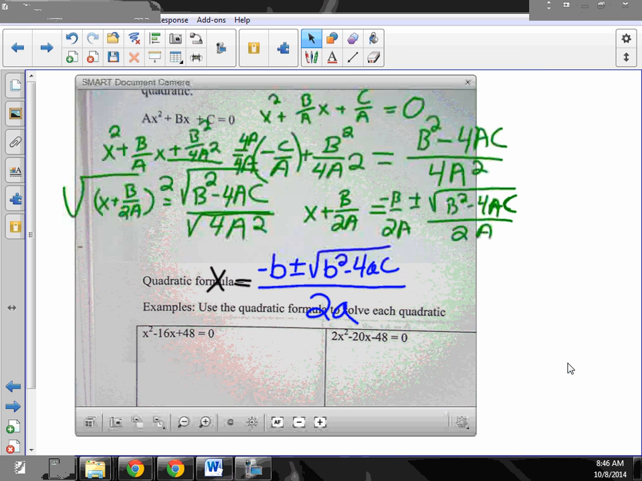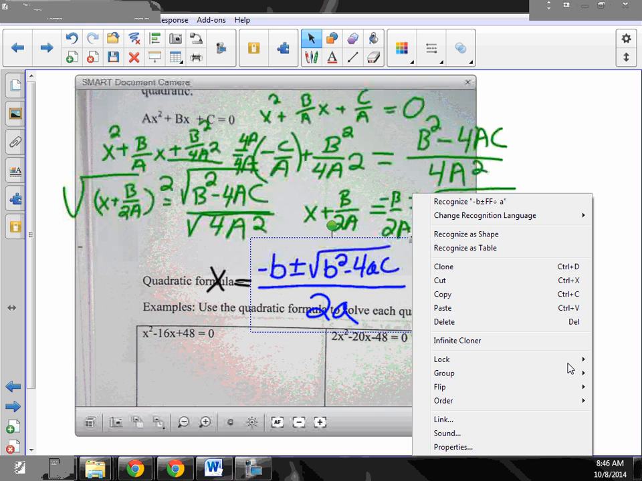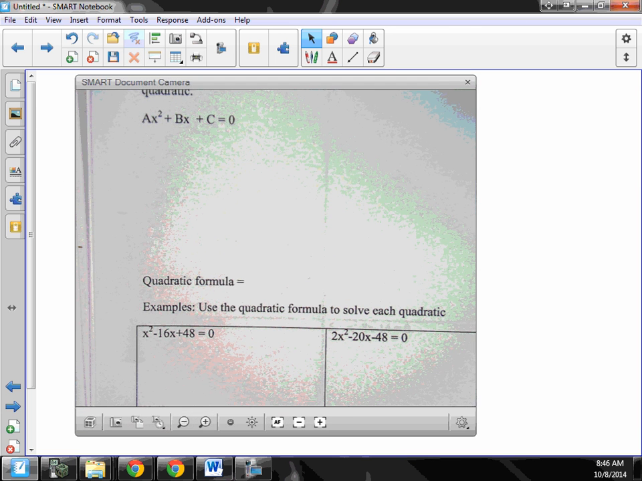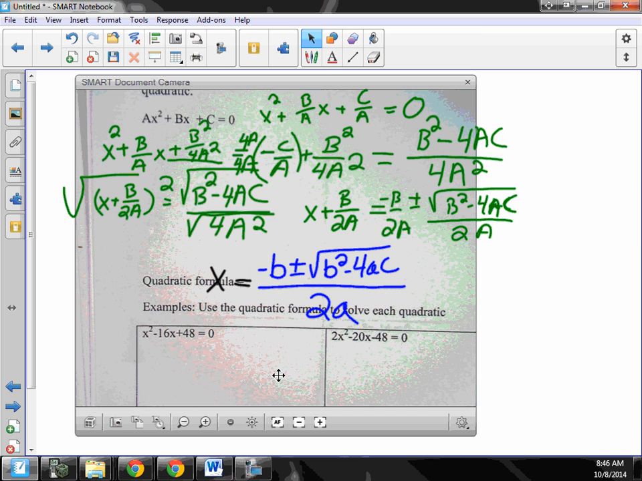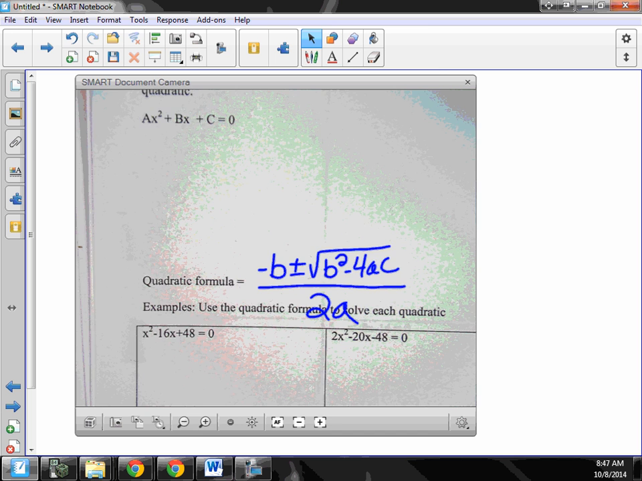So, let me lock this, get rid of that. Oops, that didn't work. Okay, well, whatever.